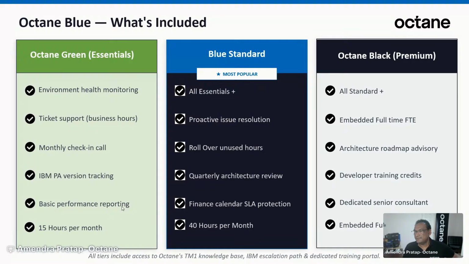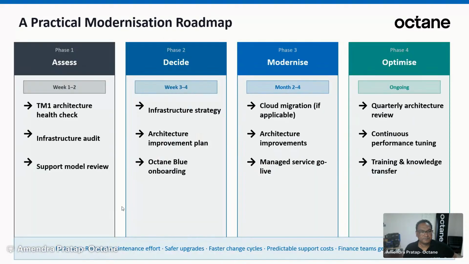I'll just very quickly go through this. This is not meant to be a sales session, and all of this information is available on our website. We've got three different ways of looking at it: Octane Green, Octane Blue, and Octane Black. It has different pricing, and all our pricing is on our website as well, so there's no mystery and no hidden cost anywhere. We can talk more about that if you're interested, but I won't go into the details of this today.